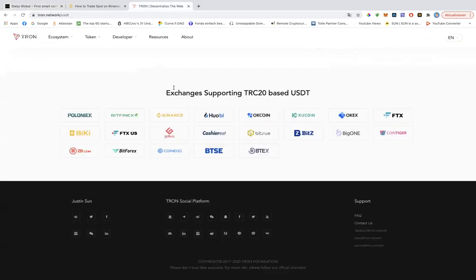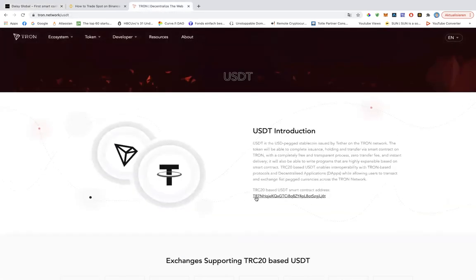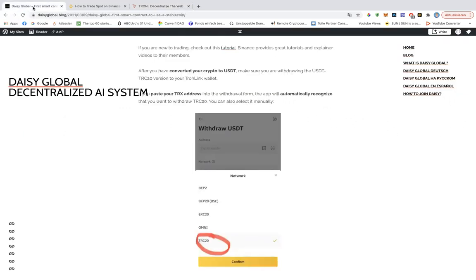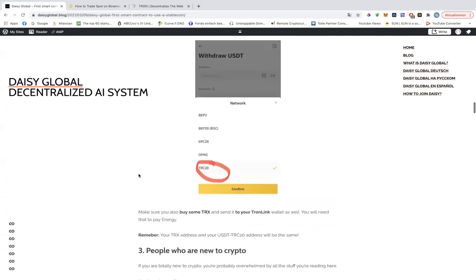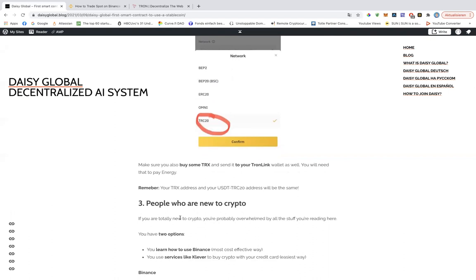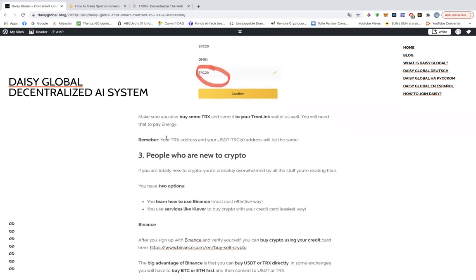To make sure you are using a Tron address, just look at the format. The Tron addresses always start with a big T. Ethereum, by the way, would start with 0x. So make sure your address starts with T. You just pick it from your TronLink wallet. You just hit the Tron icon and then hit receive. That will show you your TronLink address. And again, remember, your Tron address is the same as your USDT TRC20 address.